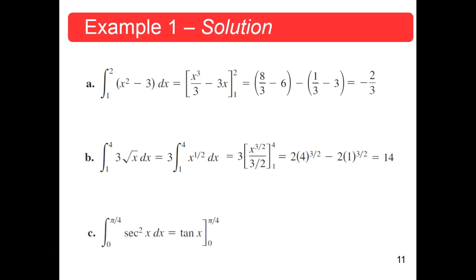The antiderivative of secant squared is tangent. Evaluate that between pi/4 and 0, and you get 1 minus 0, which is 1. So, yep, we got them right. Any questions on those?